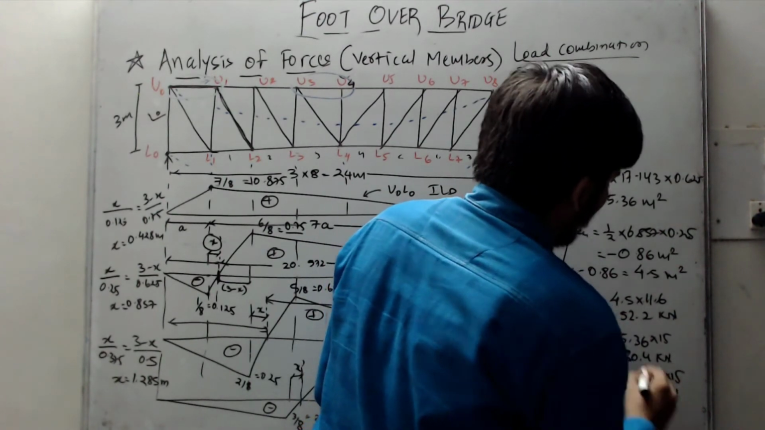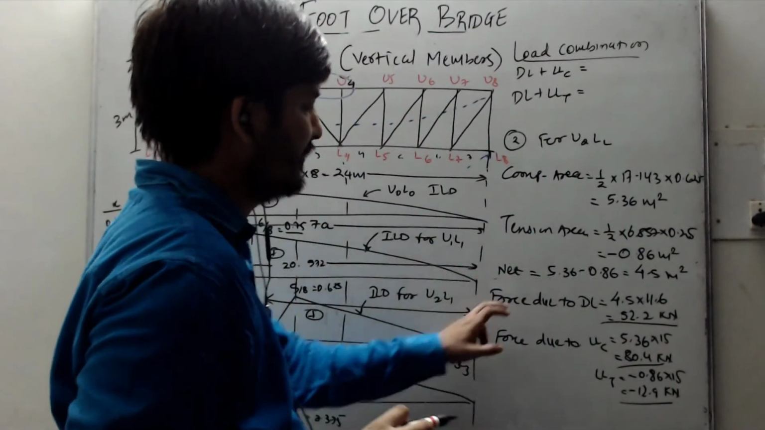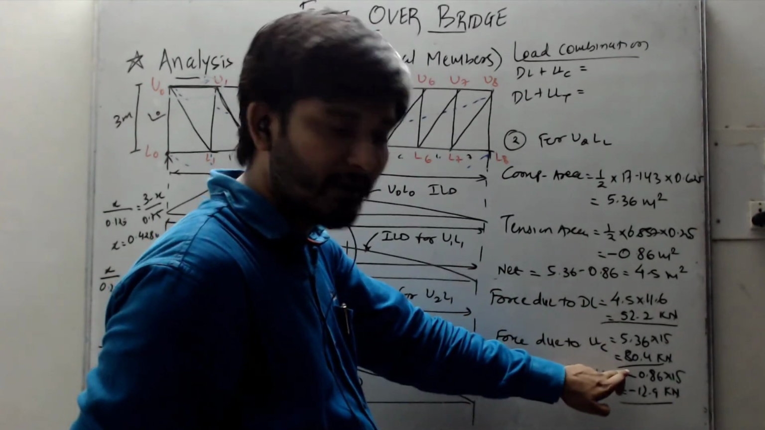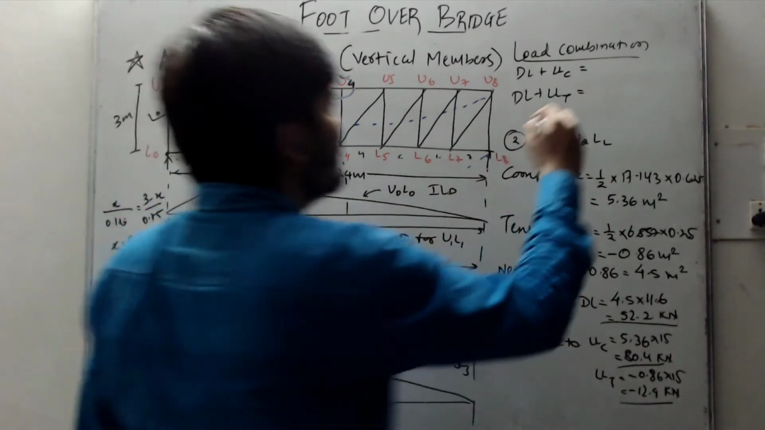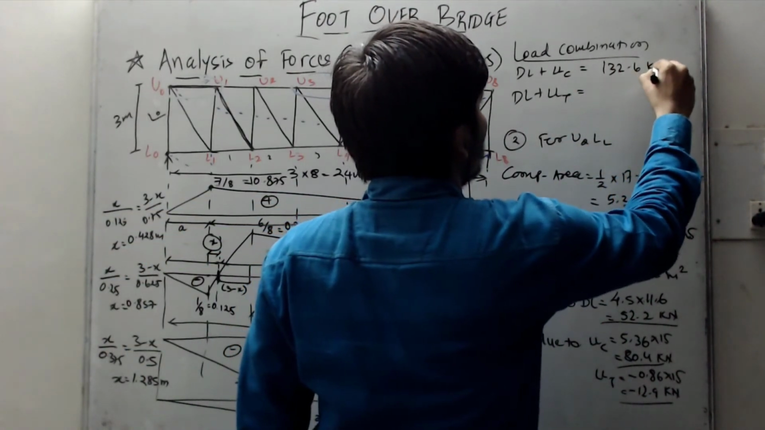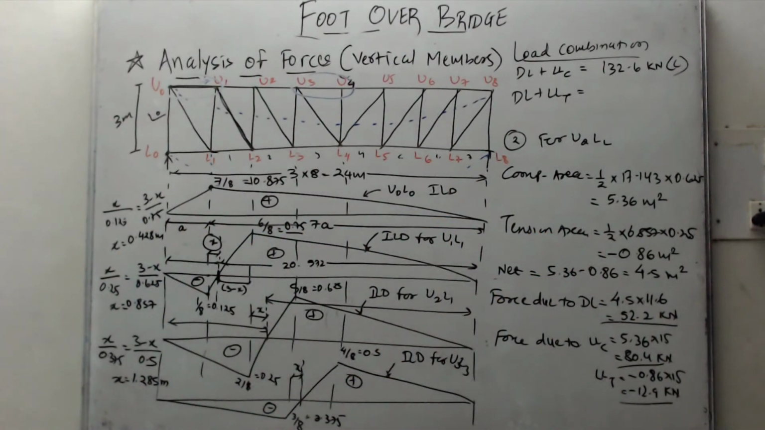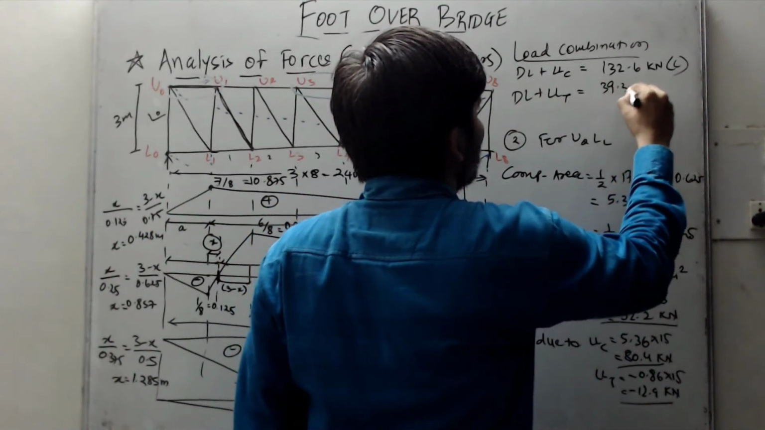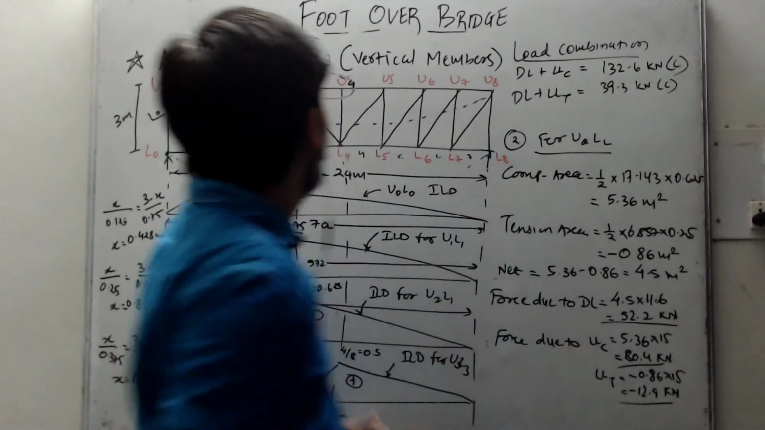Once I get these forces, my task is to do the load combination. So for dead load, I am getting 52.2. So 52.2 plus live load compression, 80.4, will give me the first combination, that is 132.6 kilonewton. This is positive, therefore it is in compression. And for the second, it is 52.2 minus 12.9, so it is 39.3 kilonewton. Again it will be in compression. So this is how we calculate the forces in member U2 L2.